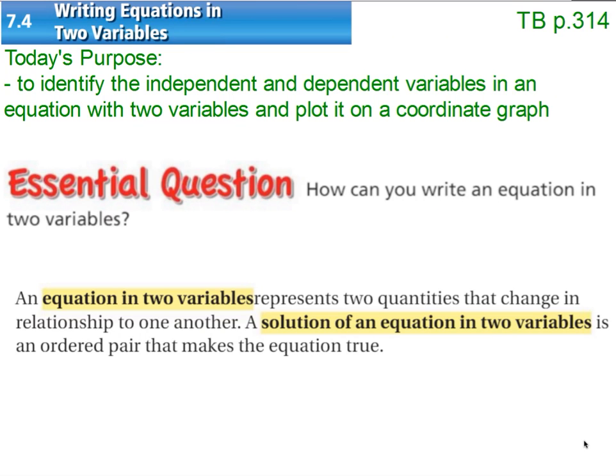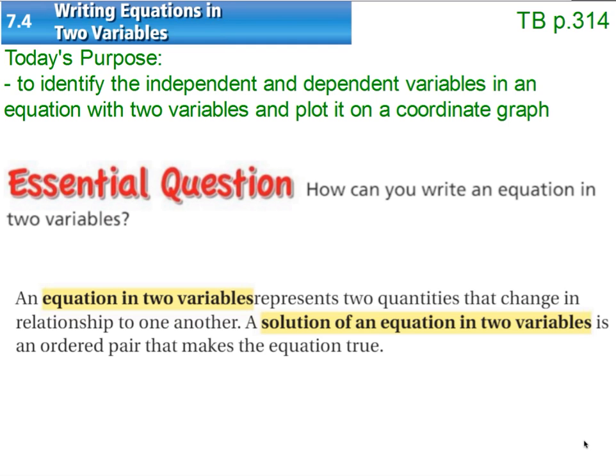Today's lesson is going to be writing equations in two variables. It's lesson 7.4 on page 314. Our purpose is going to be to identify the independent and dependent variables in an equation with two variables and then to plot it on a coordinate graph.